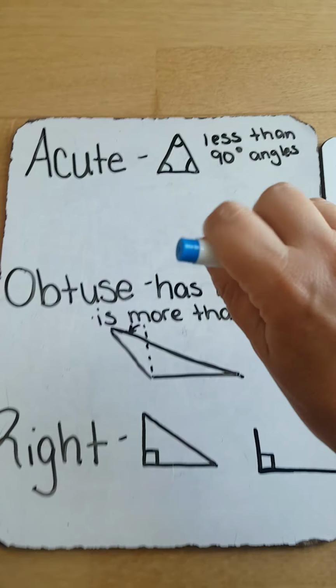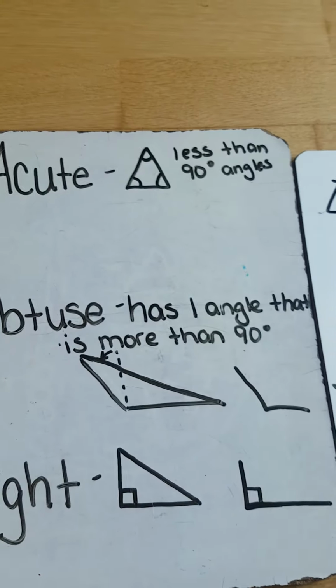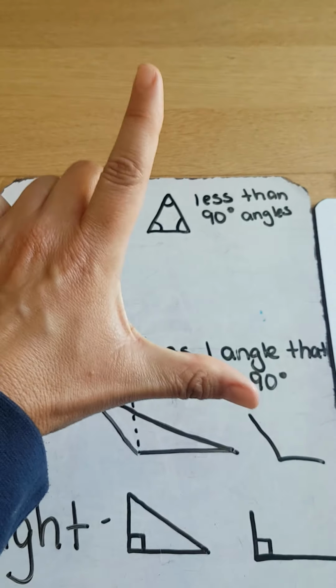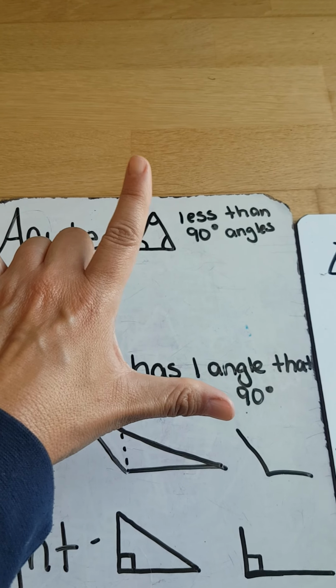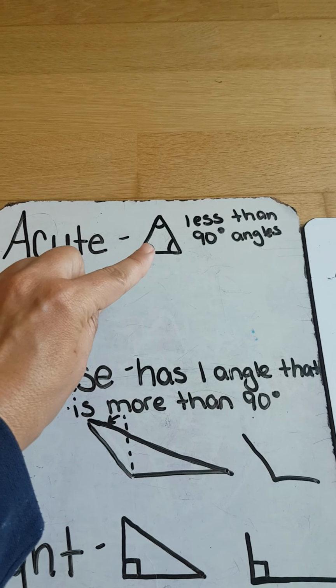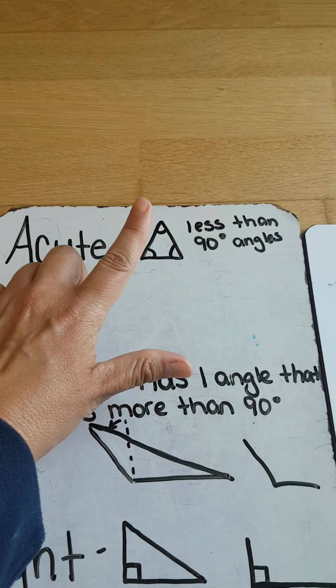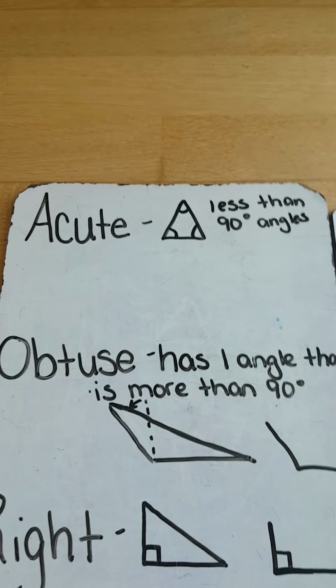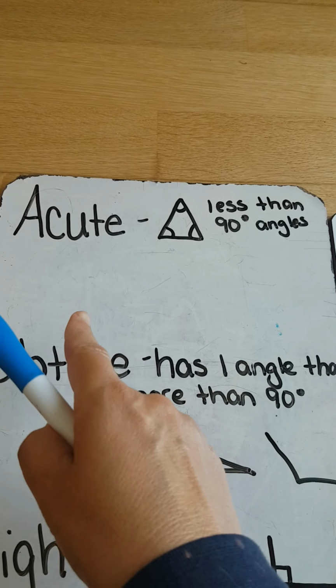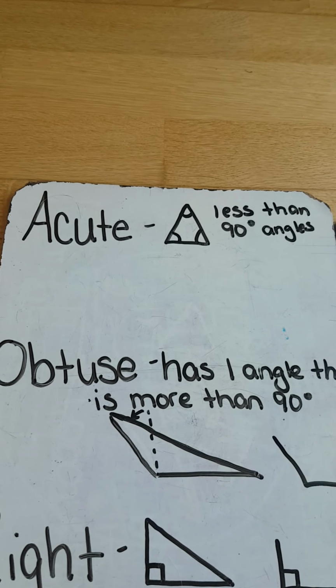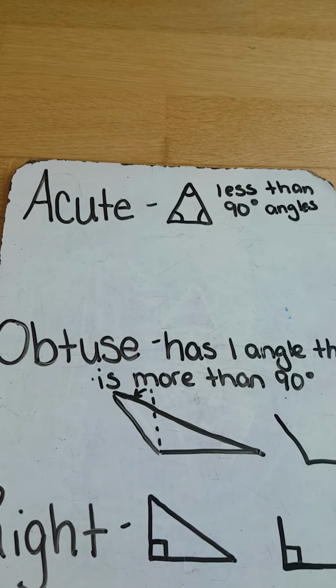Acute means that all the angles are less than 90 degrees. 90 degrees makes an L. So if it's less than 90 degrees, okay? So all of these are less than 90 degrees because they're more like this. Not all the same, but less than 90 degrees. That's acute. I say it's a cute little triangle.